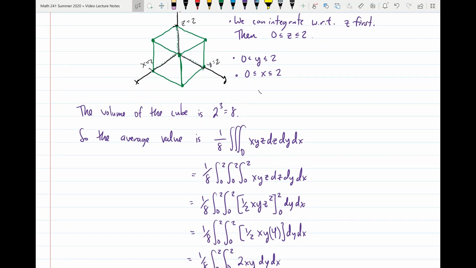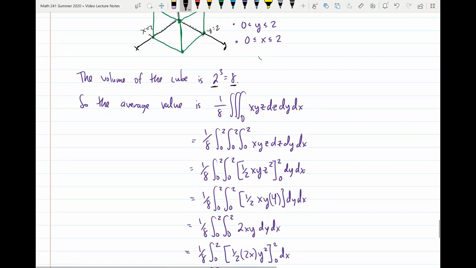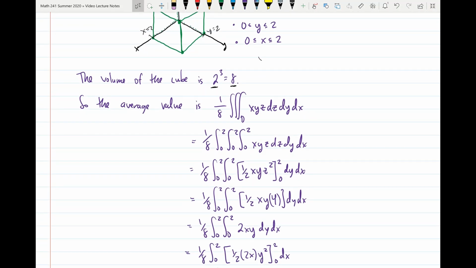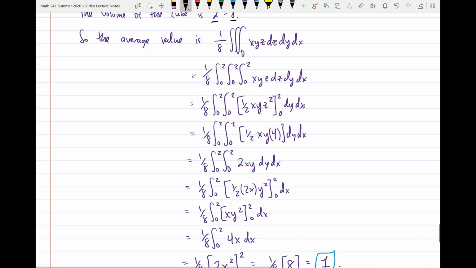So we know that the volume of a cube is equal to the side length cubed. So the volume of this cube here is just going to be 8. And so the average value, using the definition that we had above, is going to be 1 over 8, since 8 is the volume of the cube, multiplied by the triple integral of xyz over the region D. And we can write that again as the iterated integral from 0 to 2 of 0 to 2 of 0 to 2 of xyz dz dy dx.